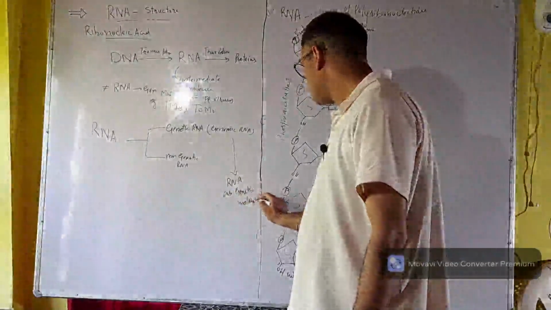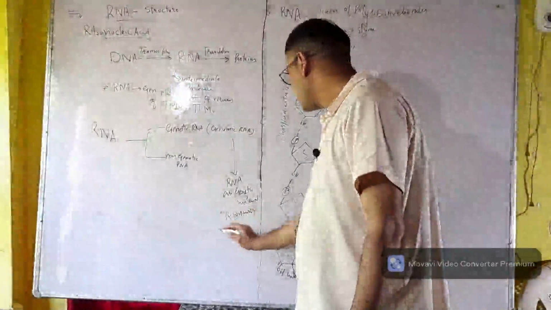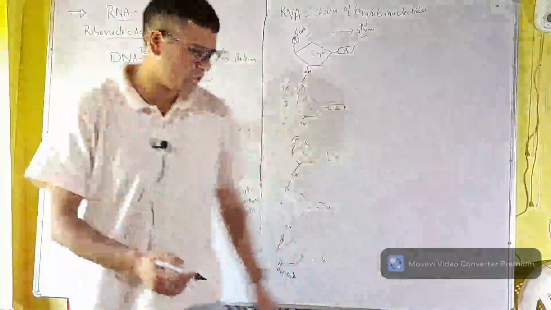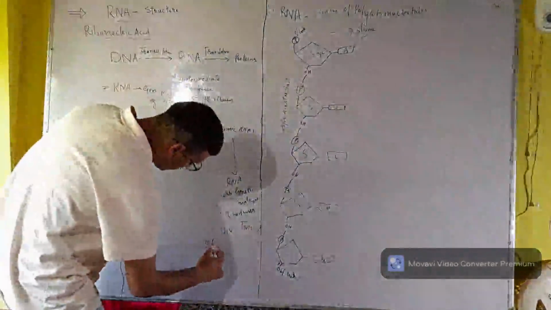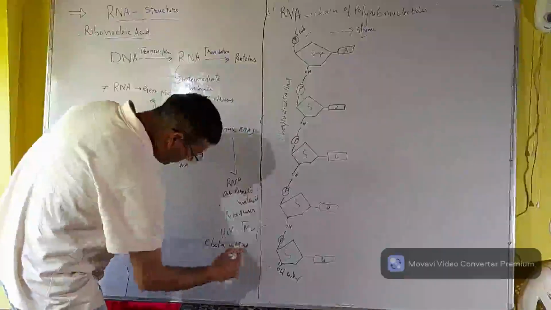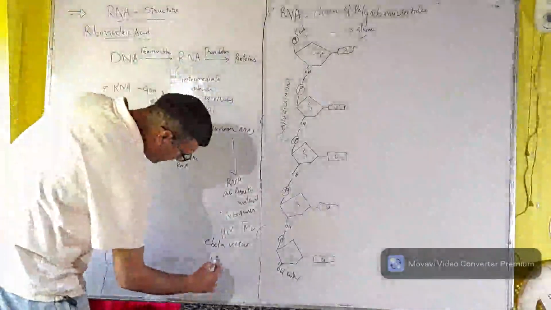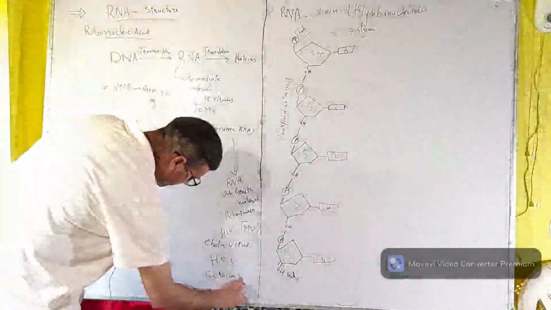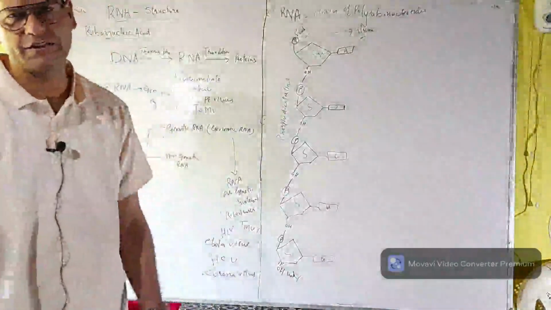For example, it is found in riboviruses, where RNA is a genetic material. We have, for example, the HIV virus, human immunodeficiency virus. We have tobacco mosaic virus. As I told you, we have Ebola virus, hepatitis C virus, and last but not least, coronavirus, where RNA is a genetic material. So these are called riboviruses, where RNA acts as a genetic material.